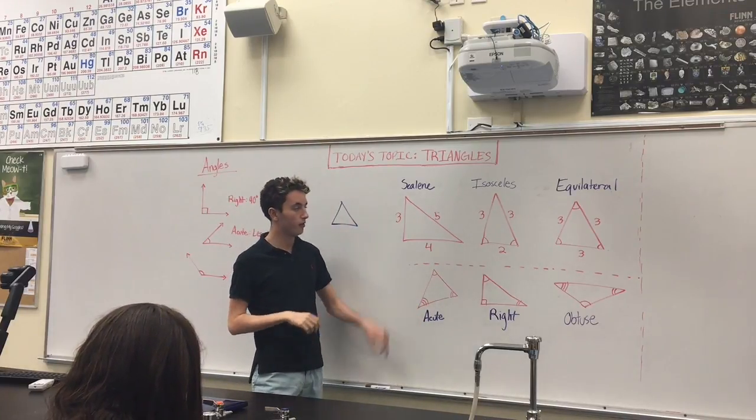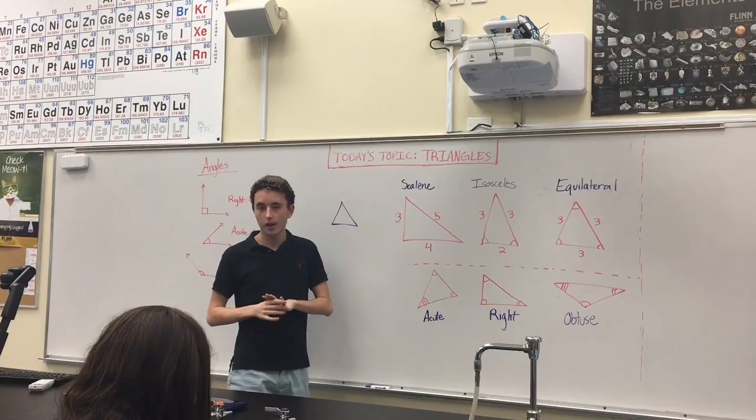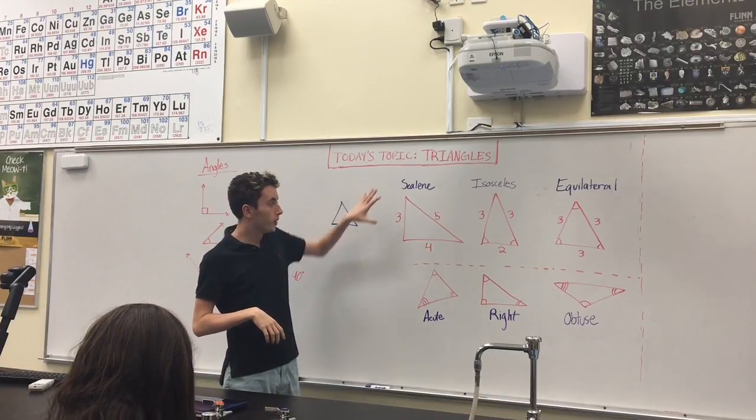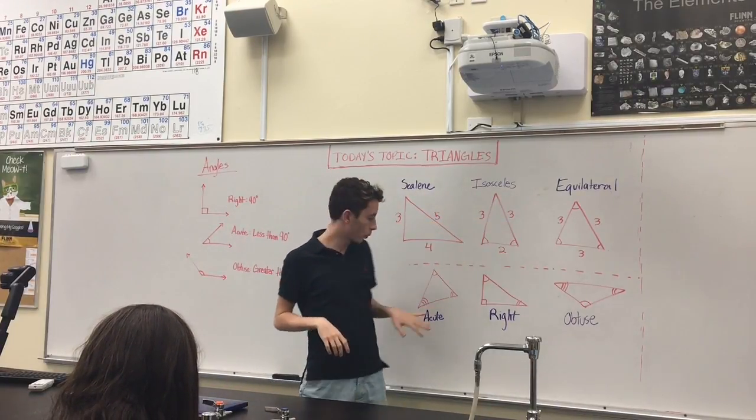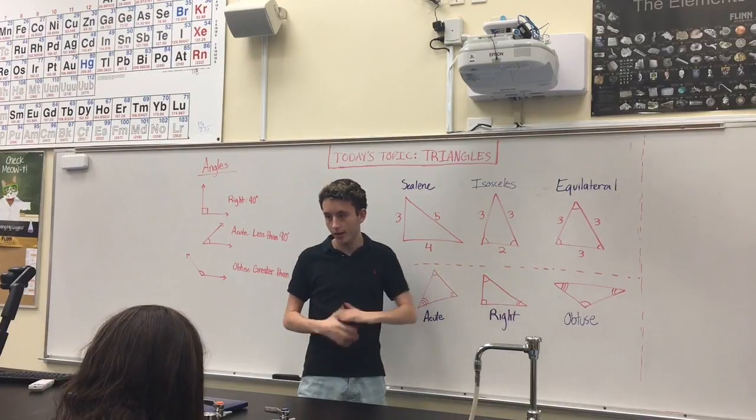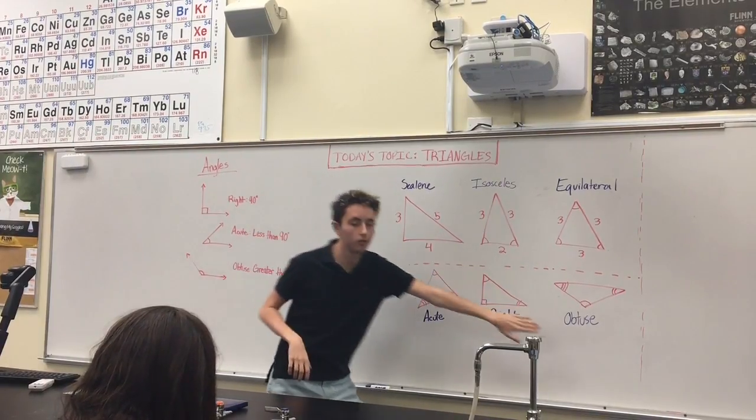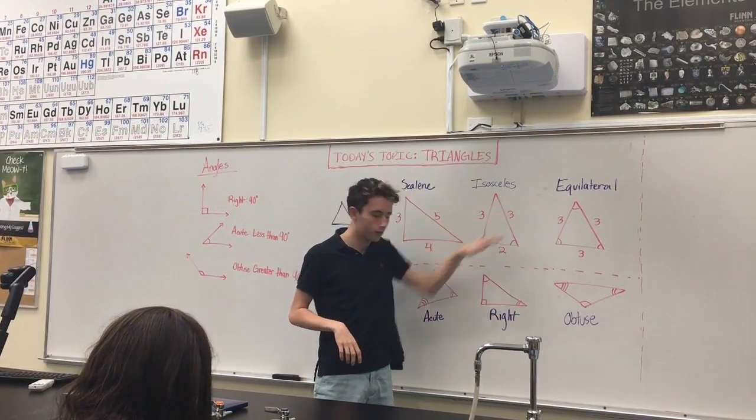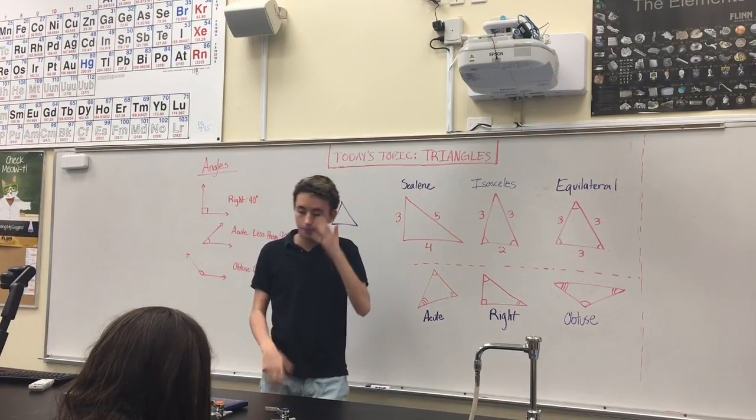So notice that these are two different ways of classifying triangles, and a triangle can be one of these three and one of these three. In fact, that's always the case. So you can have scalene obtuse triangles or equilateral acute triangles, something like that.